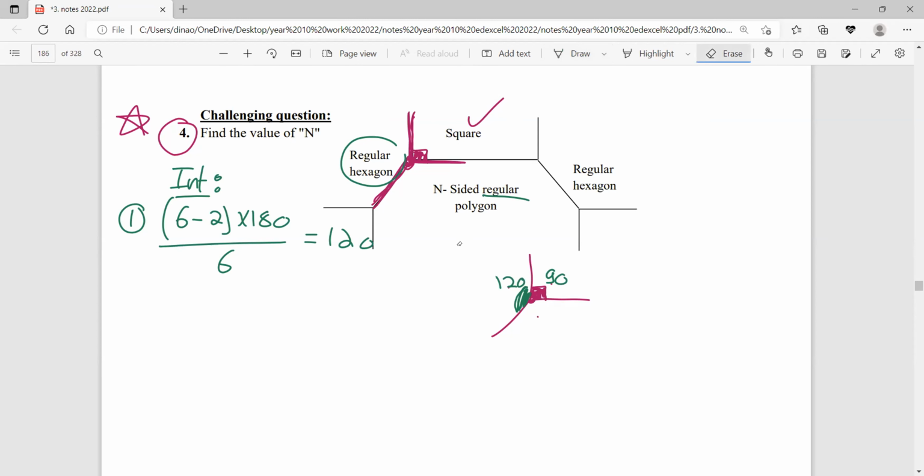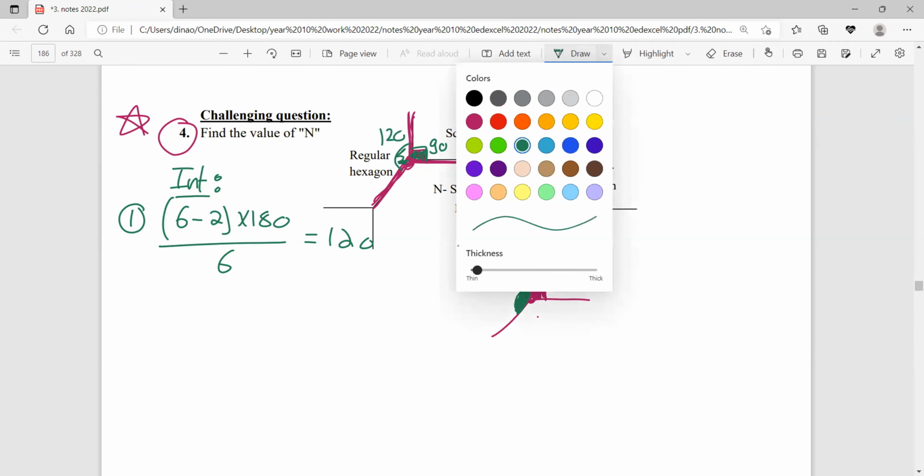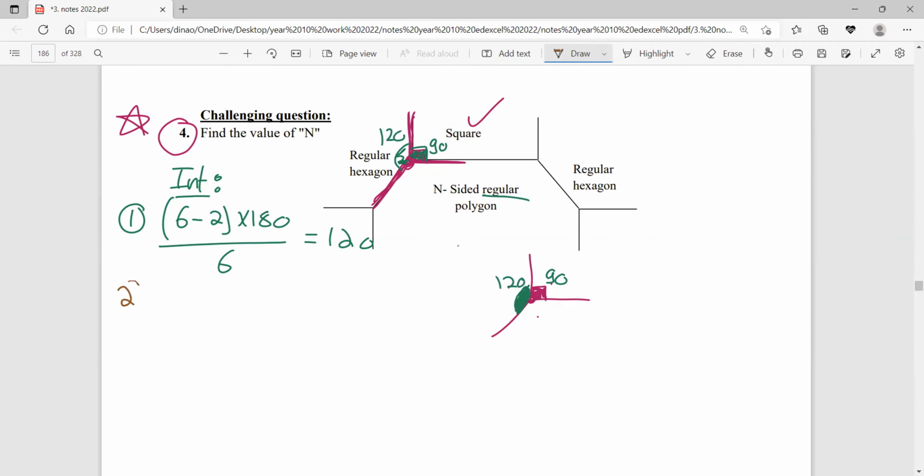So let's look at the diagram now. I have the 90 degrees, which is the interior of the square. I calculated the interior of the regular hexagon. Now I want you to think a bit, and I want you to pause the video and think for 2 seconds. How can I find this angle over here? How can I find the interior angle of this unknown shape?